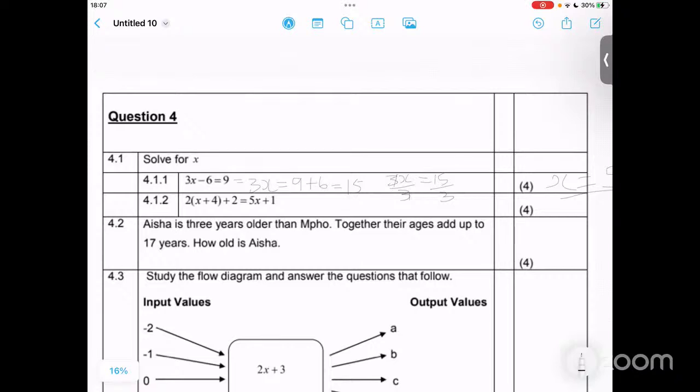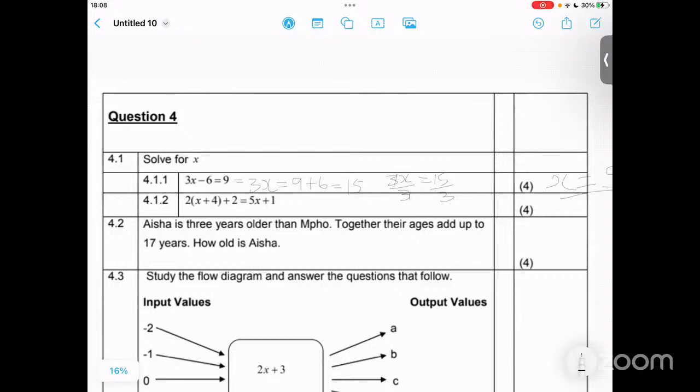Ma'am, so first, we're going to say 2 times x, which will give us 2x, and then plus 2 times 4, which will give us 8. And then we'll say plus 2 equals to 5x plus 1. Okay. And then, ma'am, we're going to then take the 5x and cross it over the equal sign. Therefore, it will be -5x.